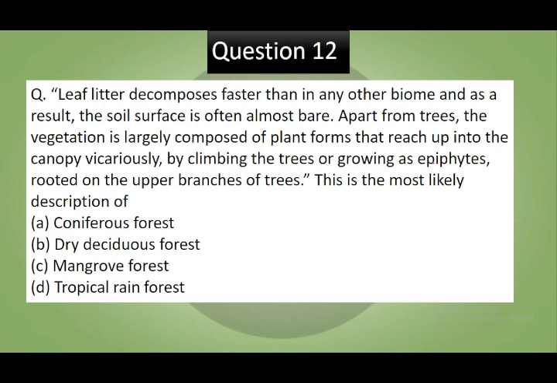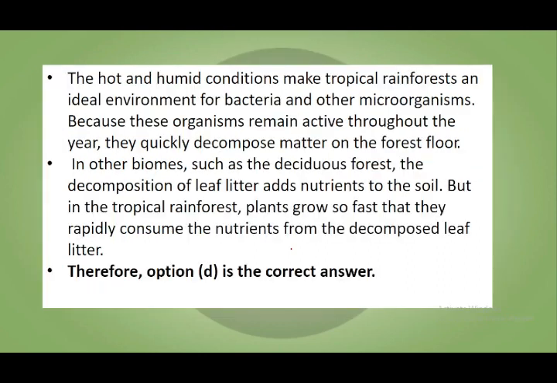by climbing the trees and growing as epiphytes. Epiphytes are plants which live on other plants, rooted on the upper branches of the trees. This is the most likely description of coniferous forest, dry deciduous forest, mangrove forest or tropical rain forest? You can pause the video, try to answer. Now we look towards the answer.